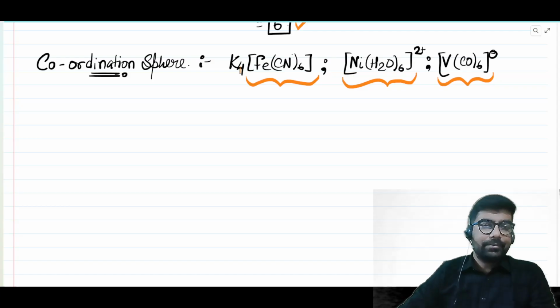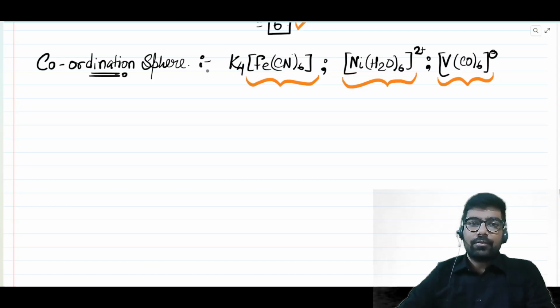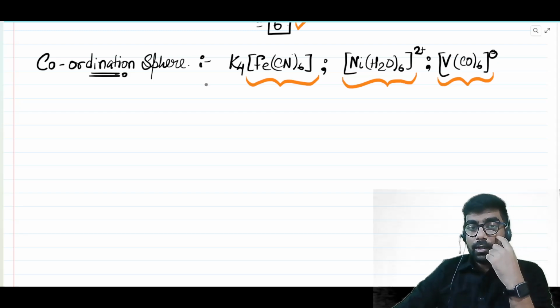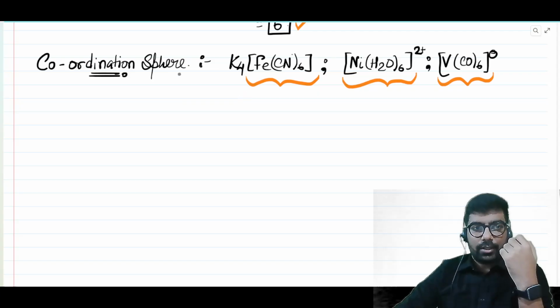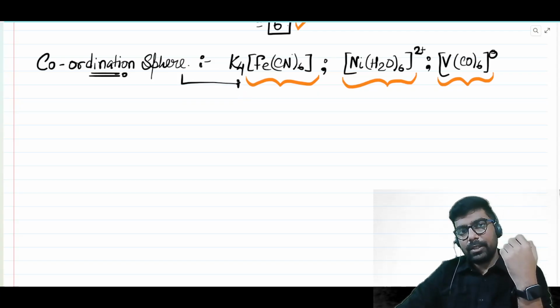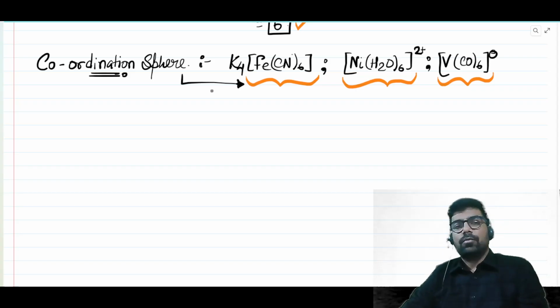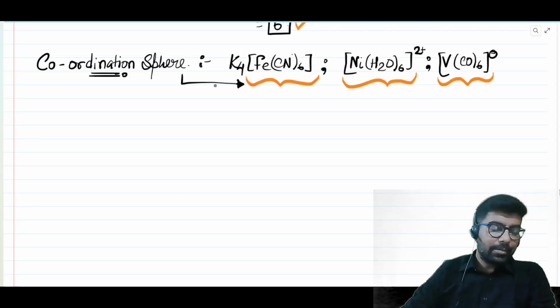So this part, that is the square bracket, which does not break further, is called the coordination sphere. Clear, everyone? This part which forms and does not break further is called the coordination sphere.